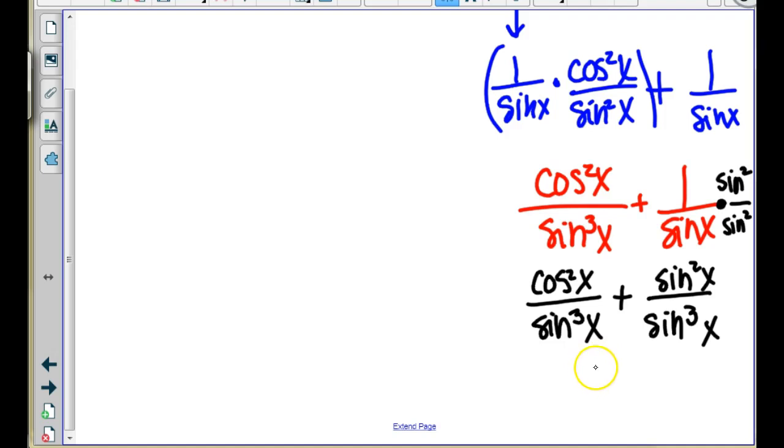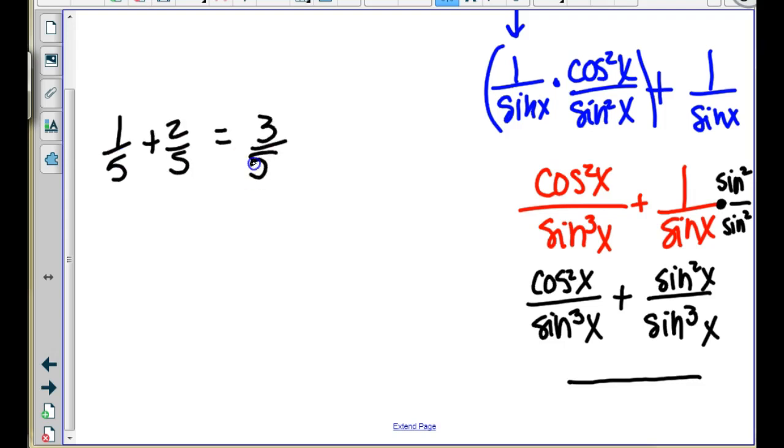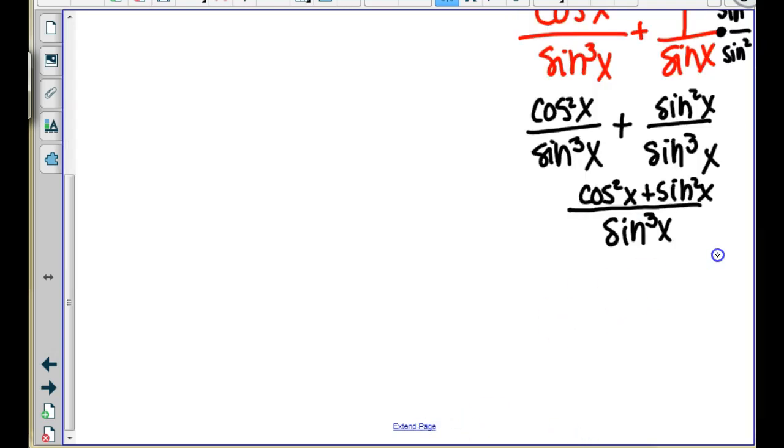Now, they have a common denominator, so now I can combine, just like when I had 1/5 plus 2/5. I added the top and kept the bottom, right? So I'm going to add the top, cosine squared of x plus sine squared of x. And I keep the bottom, so that's just a sine cubed of x. All right, now what? Anybody recognize what's going on up here? It's not tangent, though. What is cosine squared plus sine squared? 1. So we get 1 over sine cubed of x, and that was an identity.